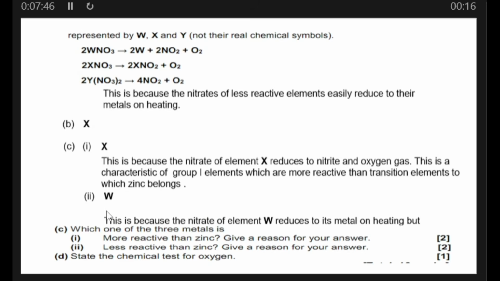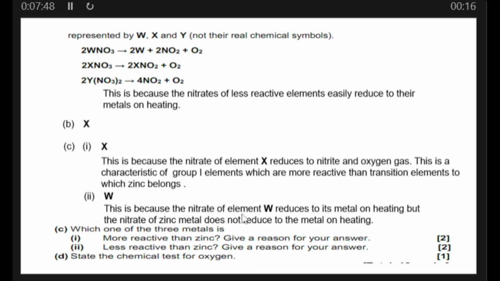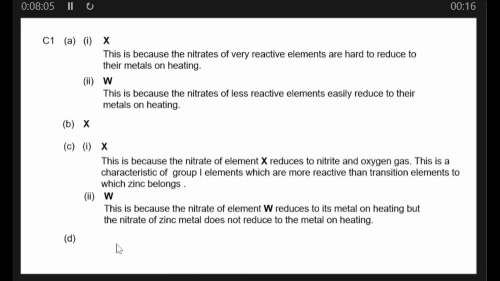So the reason I put here was that the nitrate of element W reduces to its metal on heating, but the nitrate of zinc does not reduce to the metal on heating. Now the last part here is: state the chemical test for oxygen gas. The chemical test for oxygen gas is that oxygen relights a glowing splint.